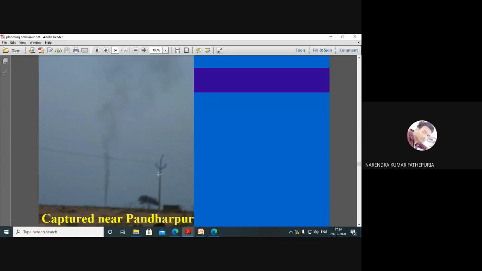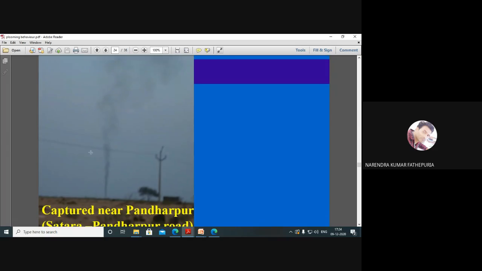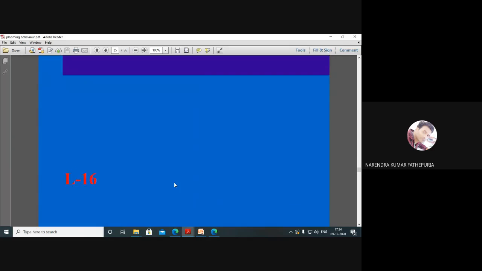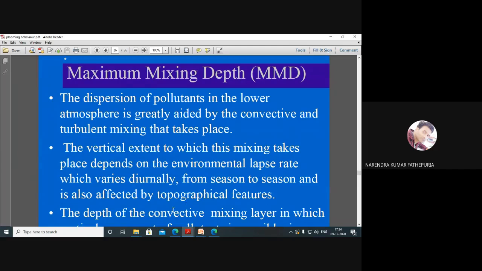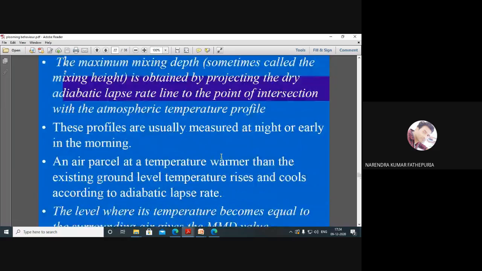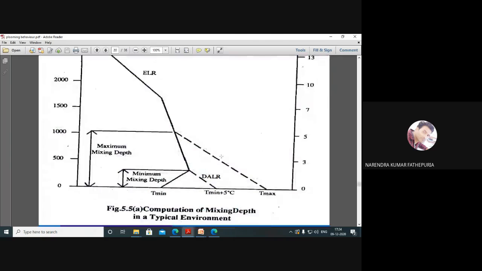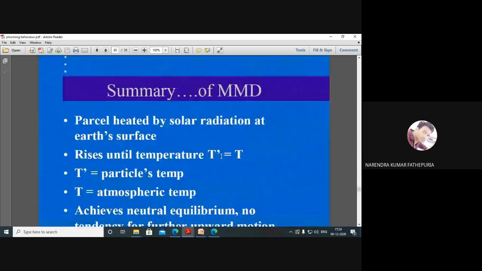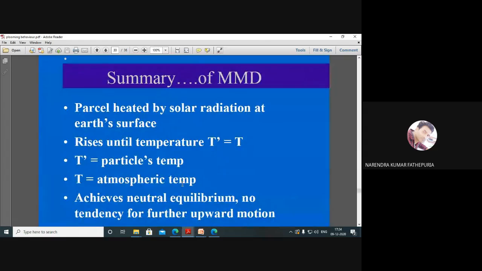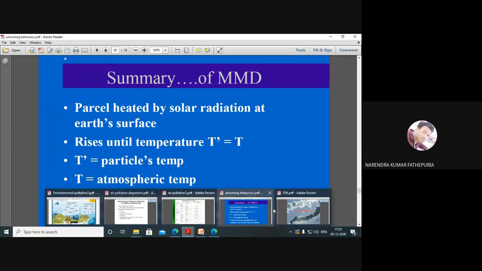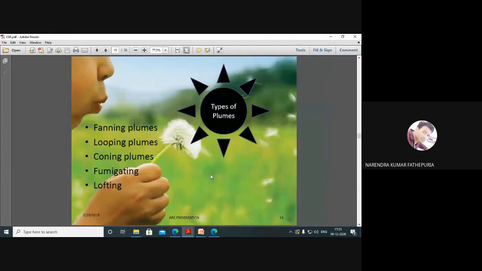You see here, captured near the chimney, it is going up only. This is the maximum mixing depth, and we don't have time for this. I will just send you this PPT. You just go through that, and you will get an idea about it. I have explained plume behavior here also.